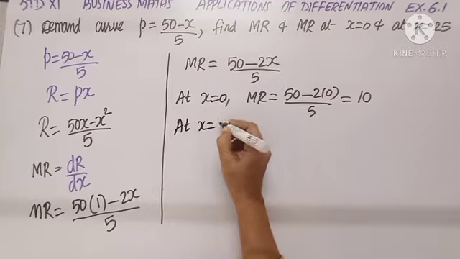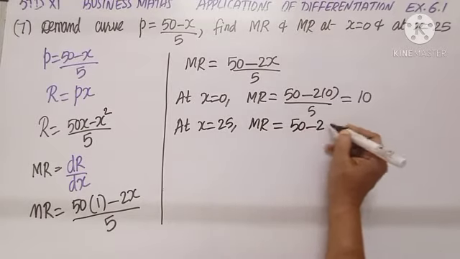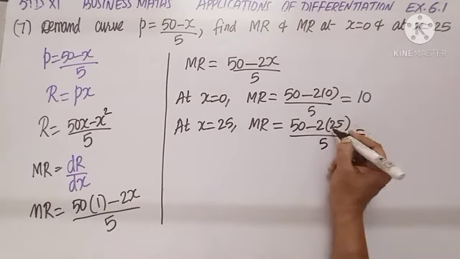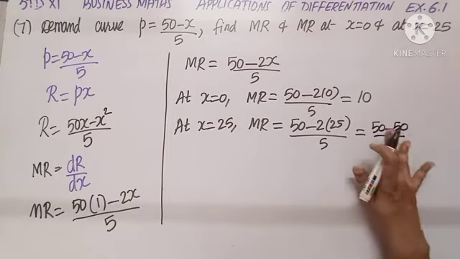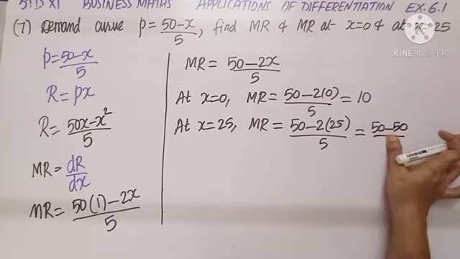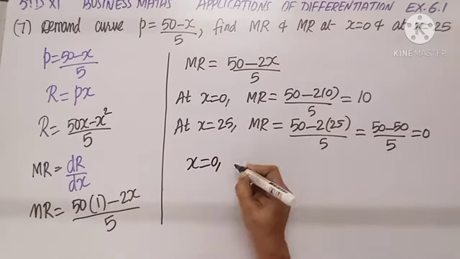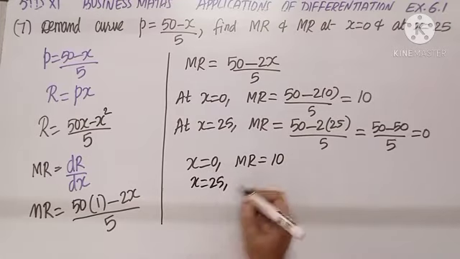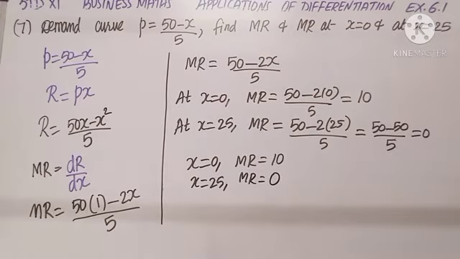At x is equal to 25, MR equals 50 minus 2 into 25 by 5. 2 into 25, 50. 50 minus 50 is 0. 0 by 5 equals 0. So when x is 0, MR equals 10. When x is 25, MR equals 0, and that's the answer.